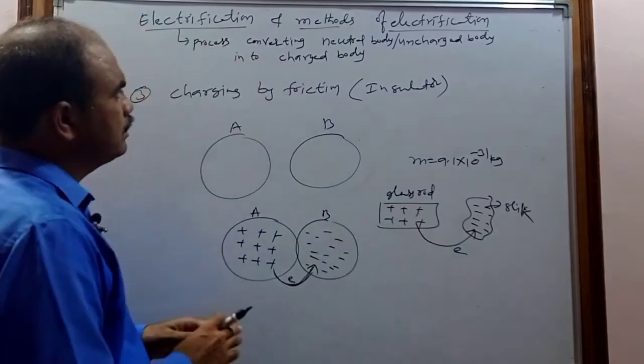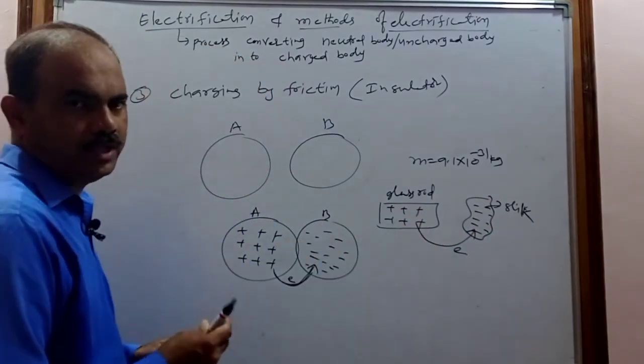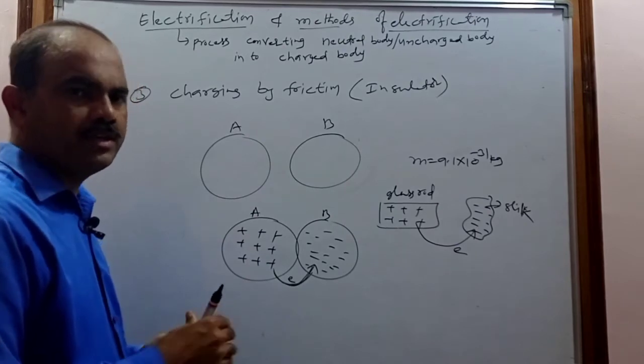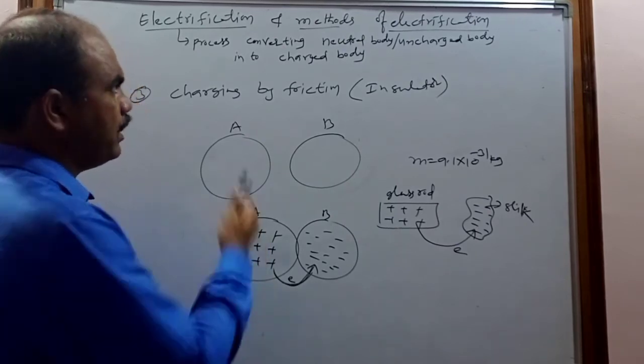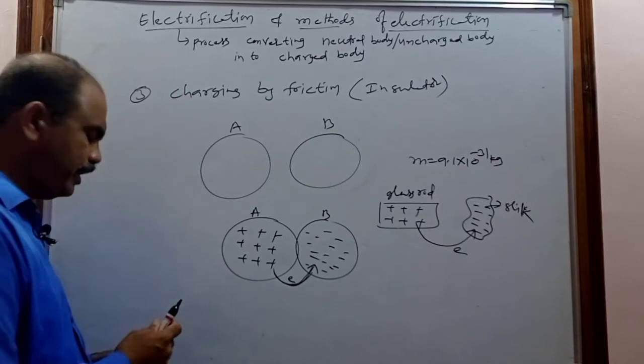These are the three processes. By using these three processes we can charge a body, and that process is known as electrification.